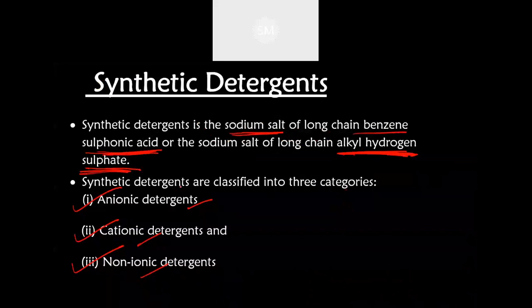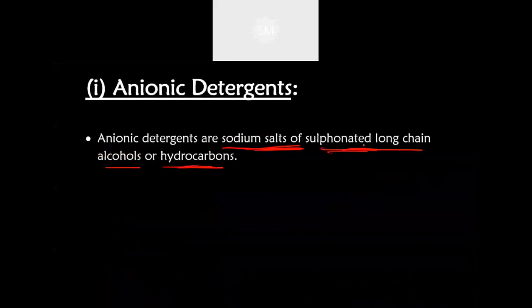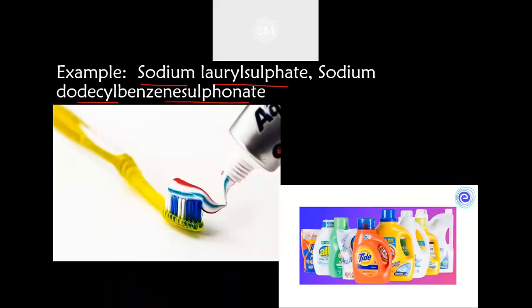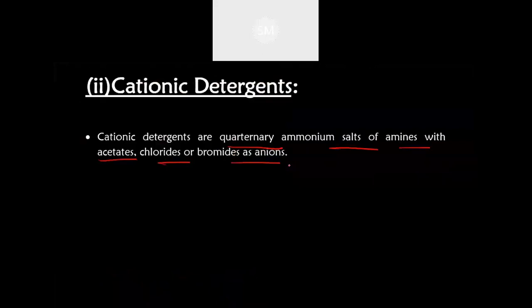Three types are there. Anionic detergents are sodium salts of sulfonated long chain alcohols or hydrocarbons containing a sulfonated group. Okay, examples you have to remember: sodium lauryl sulfate and sodium dodecyl benzene sulfonate, which is used in toothpaste. I said the detergents which we use in our daily life contain these anionic detergents.